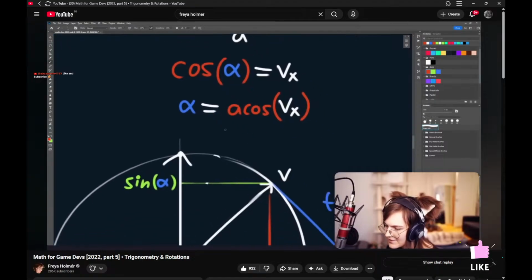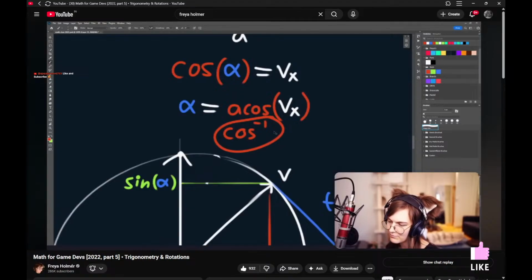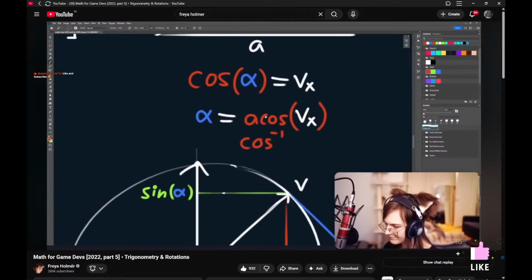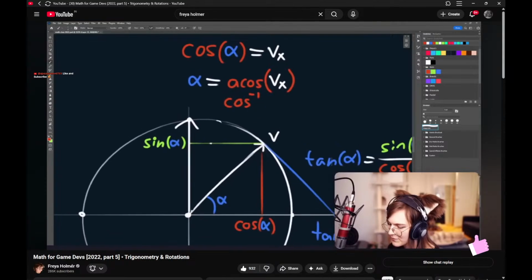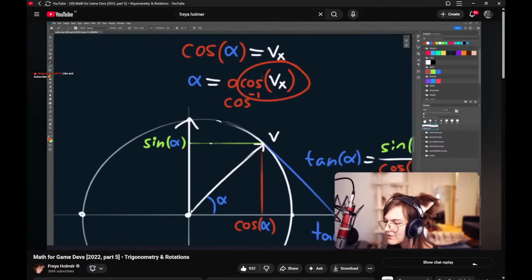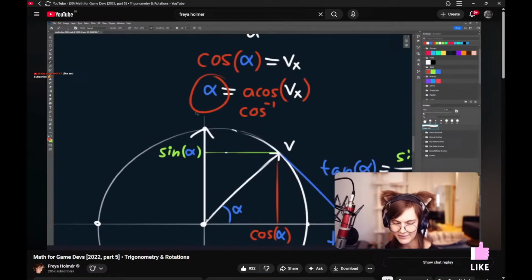You sometimes see it written as this. So you have cosine to the power of -1. So sometimes it's written like this. Both of them mean the same thing. This is the arc cosine. It is the inverse cosine function. And so if we know the component, we can get the angle out of it.